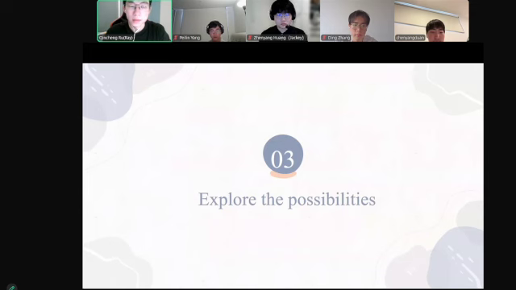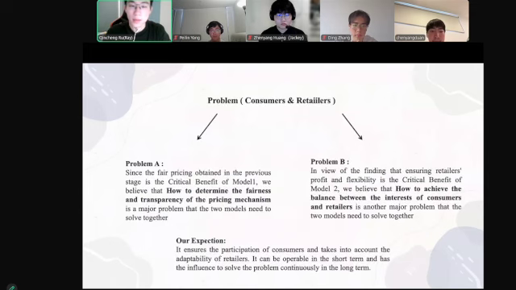Next. In the previous stage, we found that fair pricing is a critical benefit of Model 1, and how to ensure retailers' profit and flexibility is a critical benefit of Model 2. We got two problems. Problem A is how to determine the fairness and the transparency of the pricing mechanism, and problem B is how to achieve the balance between the interests of consumers and retailers. And we want to find solutions which ensure participation of consumers and take into account the adaptability of retailers. The solution should also be operable in the short term and have influence to solve the problem continuously in the long term. Here are the possibilities our team finds.